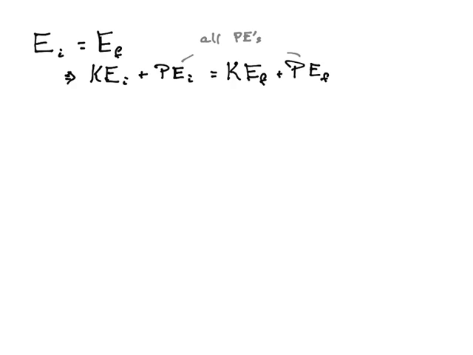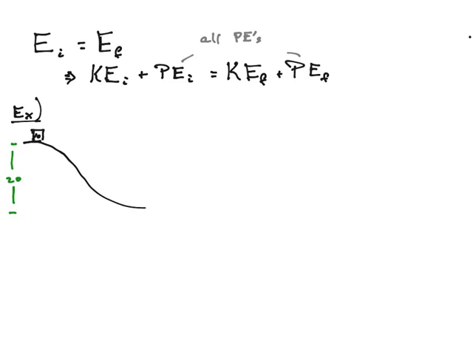Now, let's look at an example. What kind of system can we solve using conservation of energy? Well, let's take this. Let's say we have a hill, and there's some box at the top of the hill. The box has a mass of 10 kilograms, and let's say this hill is 20 meters high. It's just sitting there at the top of the hill.